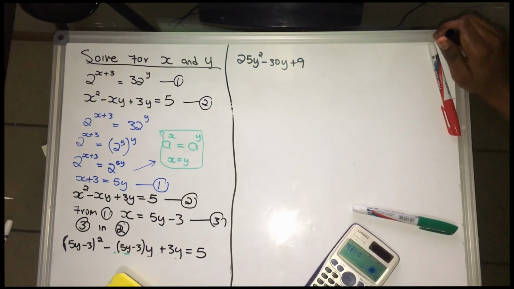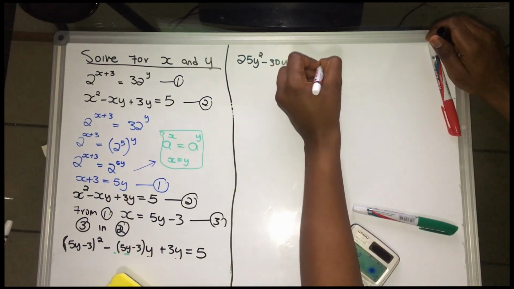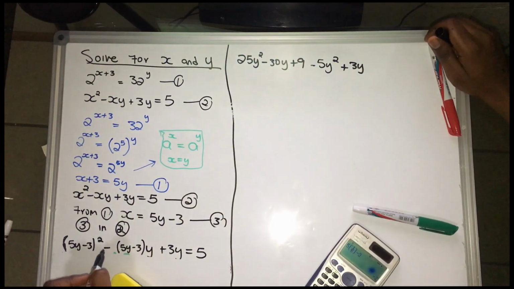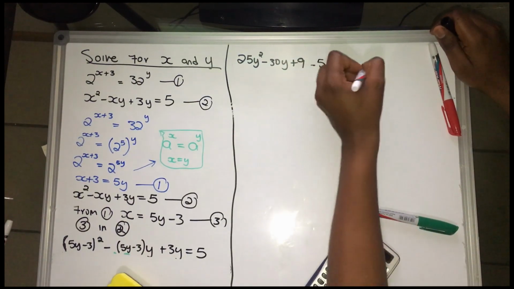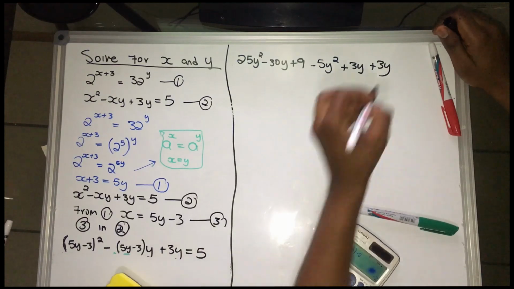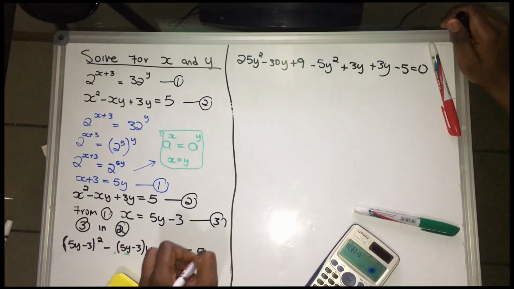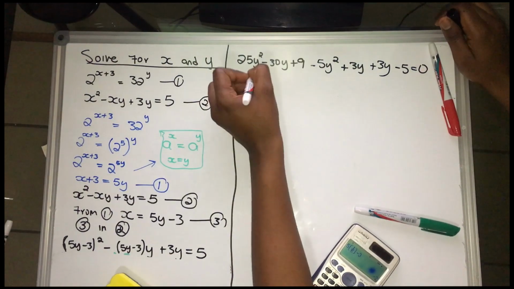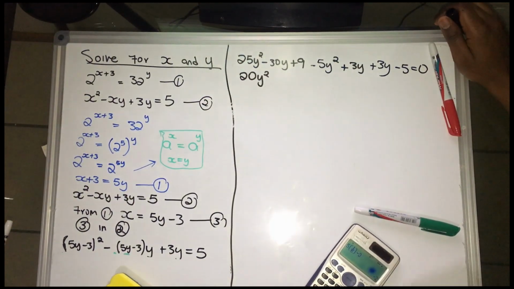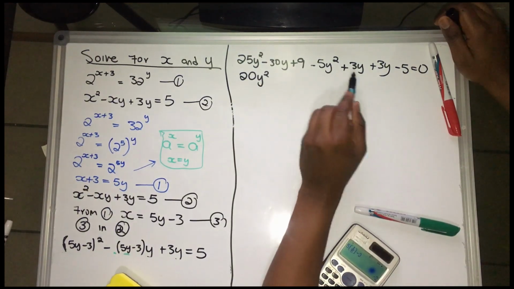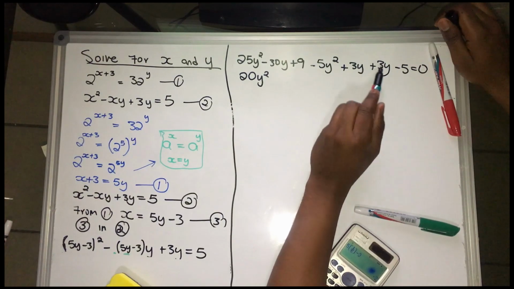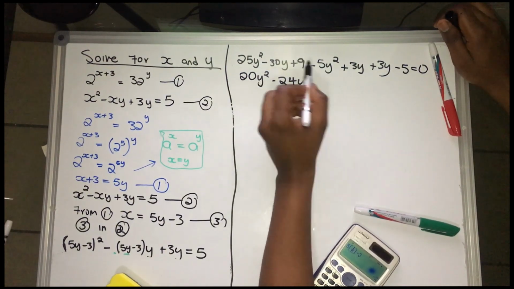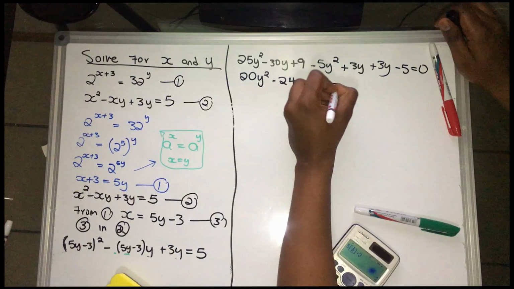So the remaining terms are minus 5y squared, and plus 3y, and then plus 3y again, and then minus 5 equals 0. Now let's group the like terms. 25 minus 5 gives 20y squared. For the y terms, minus 30 plus 3 plus 3 gives minus 24y. And 9 minus 5 gives plus 4, equals 0.